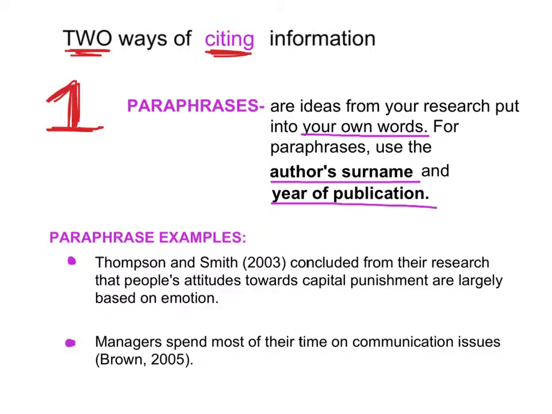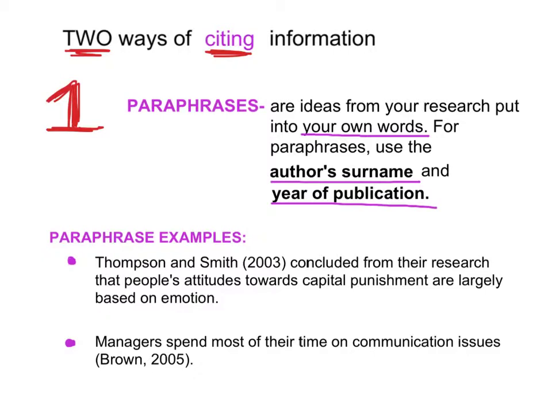So the first one is when you identify the author straight away. For example, Thompson and Smith. You can see here that in brackets there is 2003. This refers to the year that the work was published. Alright, so Thompson and Smith, 2003, concluded from their research that people's attitudes towards capital punishment are largely based on emotion. Full stop.